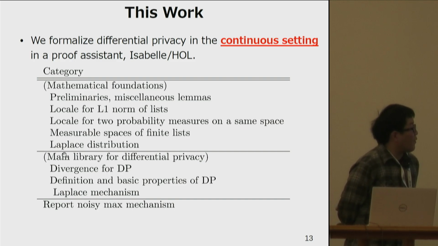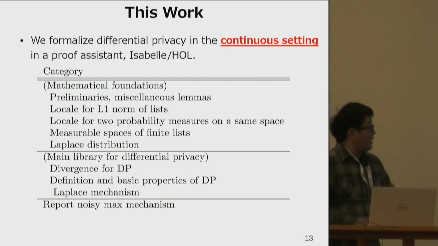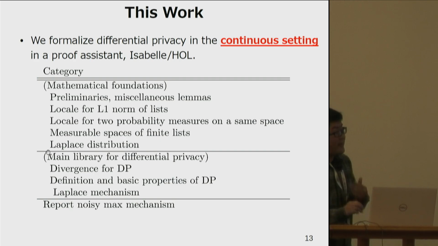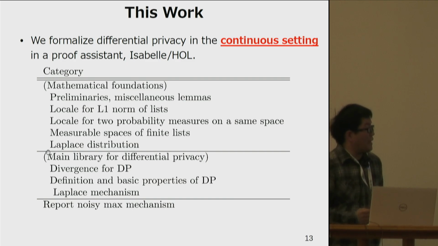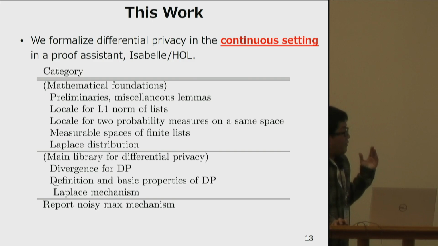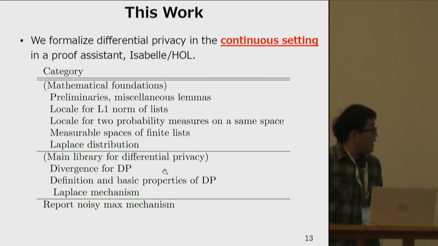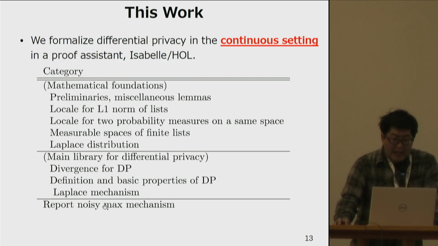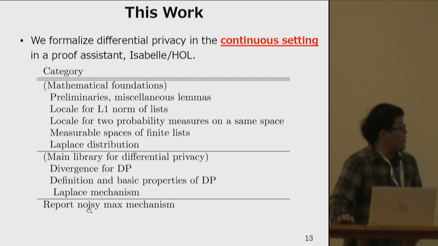And the second part consists of the main library for differential privacy. So we implemented the statistical divergence for differential privacy and the formalization of differential privacy and the basic properties of differential privacy. And then we formalize the Laplace mechanism. The last part consists of the formalization of the report noisy max mechanism.